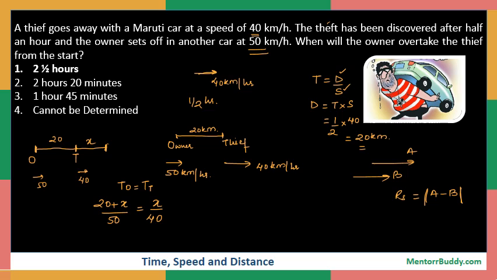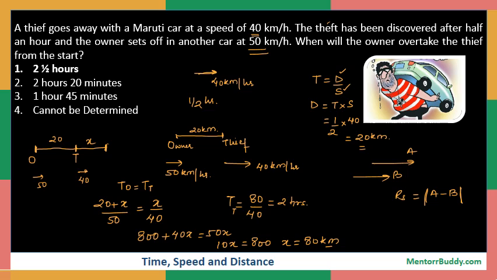So when we do cross multiplication, we get 800 plus 40x is equal to 50x. And therefore from here we get 10 times of x is equal to 800, which gives me x is equal to 80 kilometers. That is, after 80 kilometers the thief gets caught. Now the question is, when will the owner overtake? So we have to find out the time. So time traveled by the thief is equal to distance traveled by him, that is 80, upon his speed, that is 40, and this gives you 2 hours.